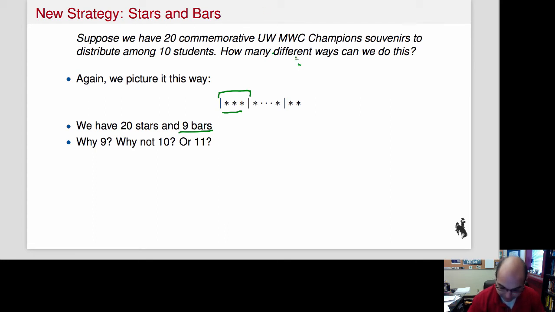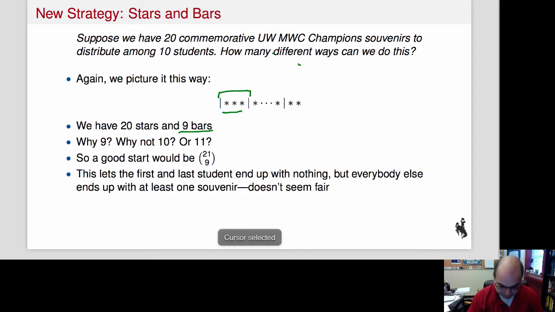Okay. All right. So let's see. We have how many different places to put in those 9 stars? Well, there's 21. And why 21? I have 20 stars, so I can go in between. There's 19 spots in between, and then there's the 2 ends. That is 21.